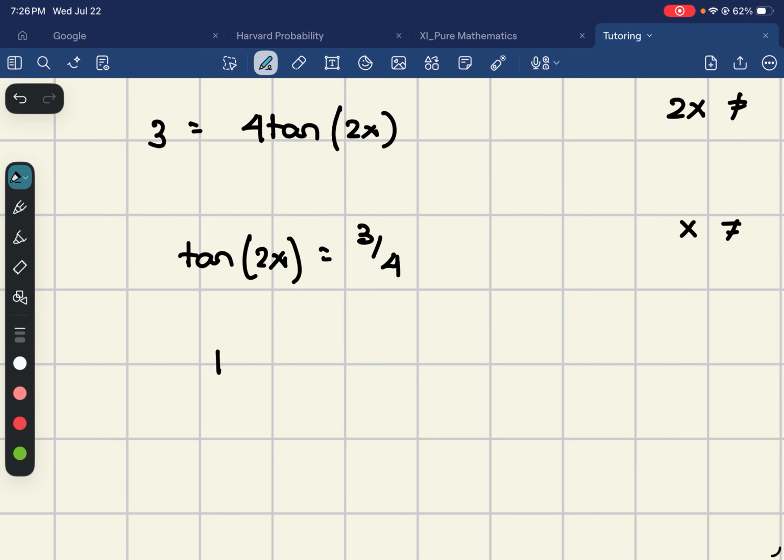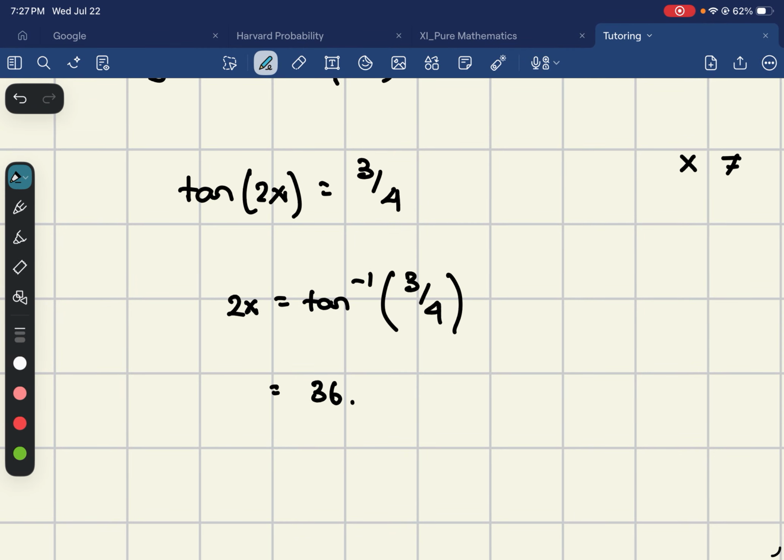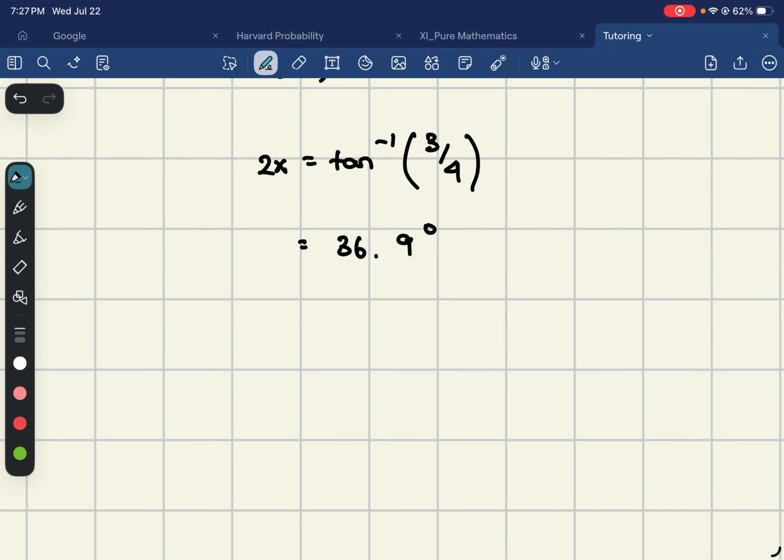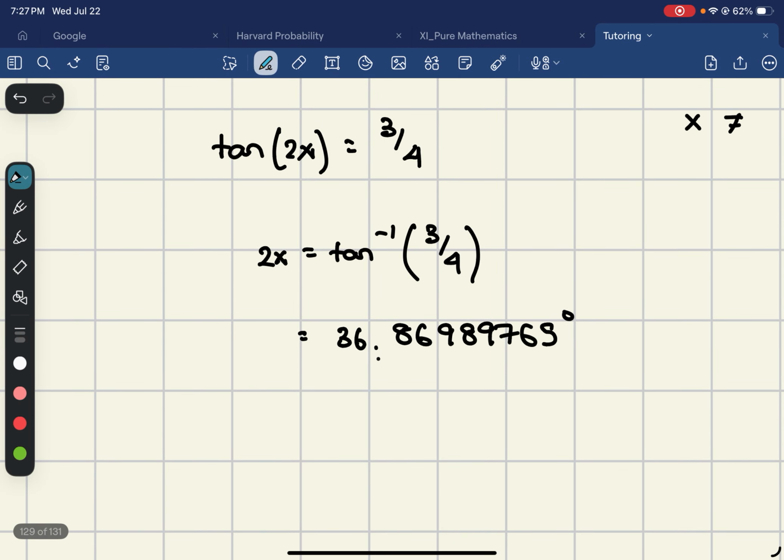So let's just say, now 2x can be tan inverse of 3 over 4, right? And what is tan inverse of 0.75? That is 3 over 4. That is 36.86, so 36.9 degrees to 1 decimal place, right? And I'm actually going to write the whole thing: 36.8698976 degrees. All right. And again, that is one solution.